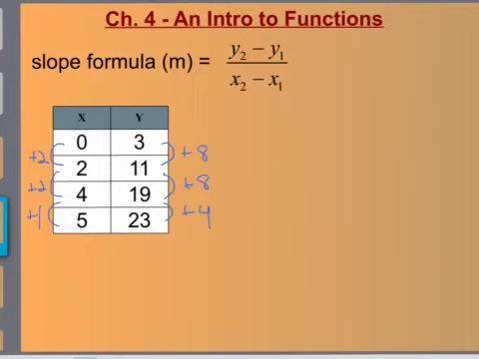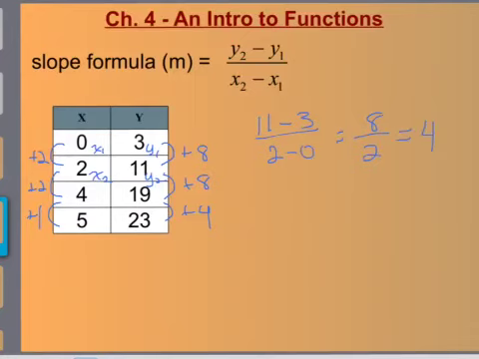Well, we want to see if there is a constant rate of change. And we can tell that we're increasing by 8 every time we're increasing by 2. Here, we're increasing by 4 when we increase the x values by half of that. So let's try to find the slope of this. Let's say that this is my x1, y1, and this is my x2, y2. So I'm going to plug in y2, which is 11, minus y1 over x2 minus x1. We get a slope of 8 over 2, which reduces to 4.